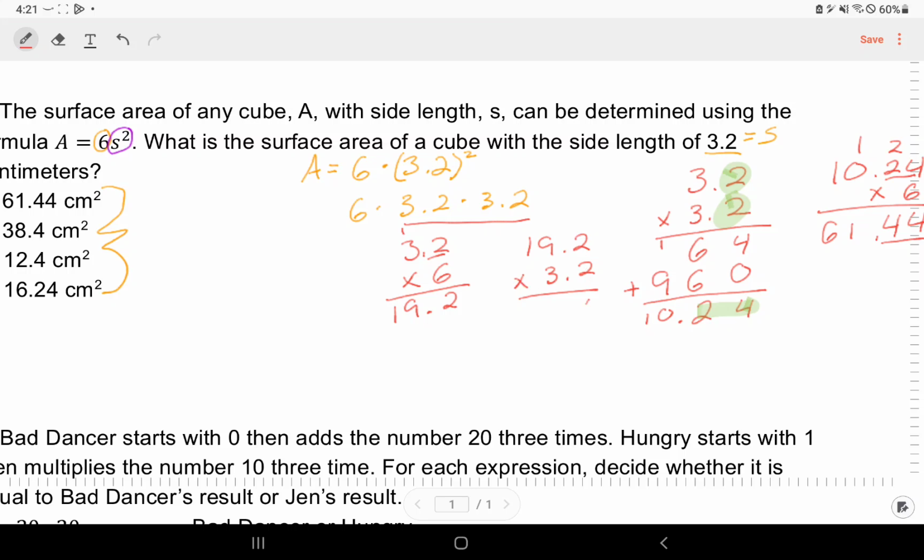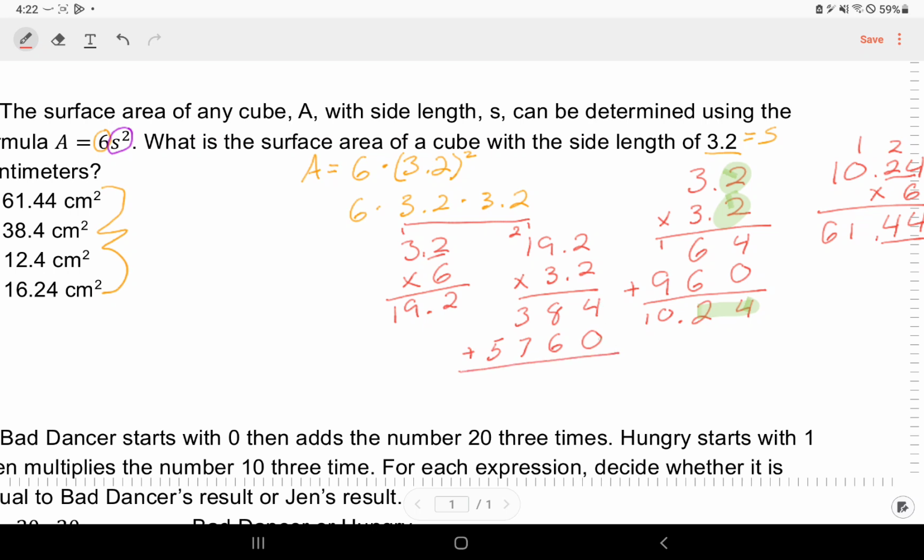2 times 2 is 4. 2 times 9 is 18. Carry the 1. 2 times 1 is 2, plus 1 is 3. Placeholder. 3 times 2 is 6. 3 times 9 is 27. Carry the 2. 3 times 1 is 3. Sorry, 3 times 1 is 3. Plus 2 is 5.